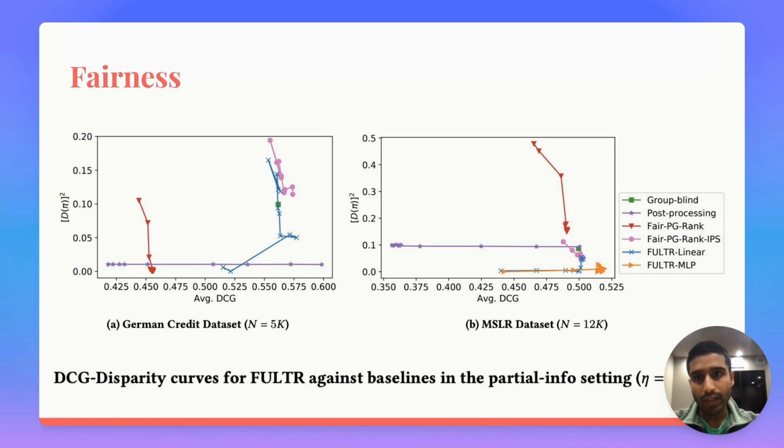Here we notice that the group blind training does not lead to merit-based fairness of exposure, and FULTR is able to effectively trade off utility and fairness on both datasets. As our lambda increases, the disparity decreases with an associated drop in our DCG, and increasing our lambda further drives the disparity to 0. The neural network version, FULTR MLP, achieves a better utility-fairness trade-off than the linear version. The German credit dataset was not large enough to train a reliable MLP model.